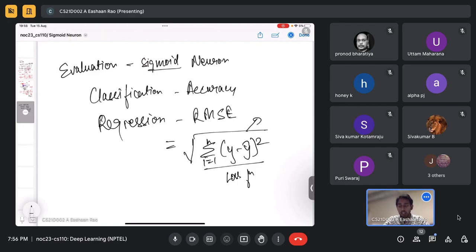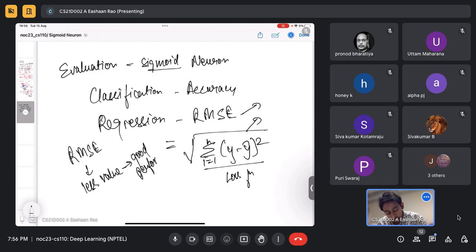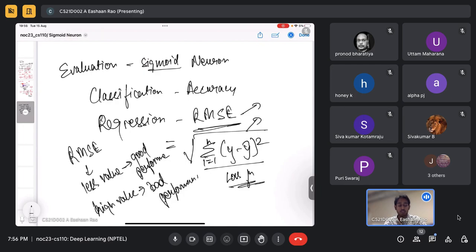This value will tell you how the model is performing. The lesser the RMSE value, the better the performance, and a high value means bad performance. So we want to reduce this, because eventually it is related to the loss function itself. The higher the value of RMSE, the worse for us, and we need to improve the model. Okay, so that's the end from my side with respect to the sigmoid neuron.